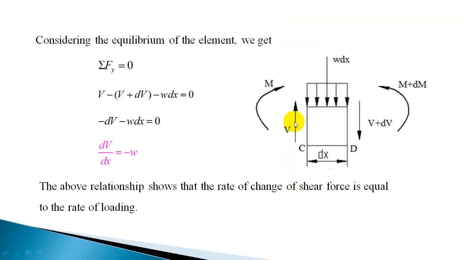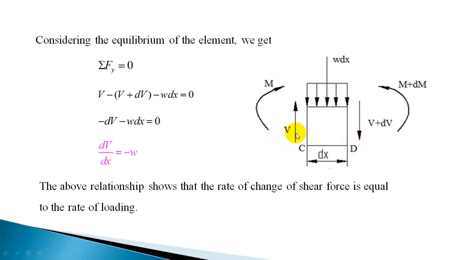Now let us take the force summation. Since the element is in equilibrium, we can take the force summation and equate it to 0. In this case, the forces are acting only in the vertical direction, so you can take the force summation in the vertical direction and equate to 0. That is, sigma Fy equals 0.